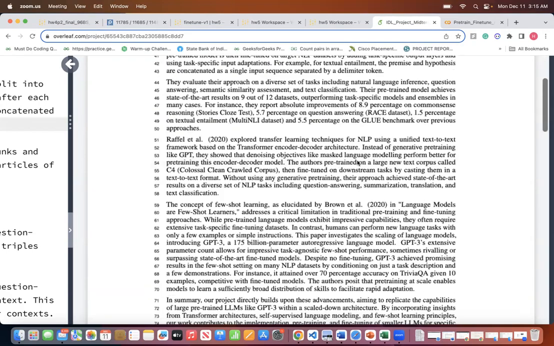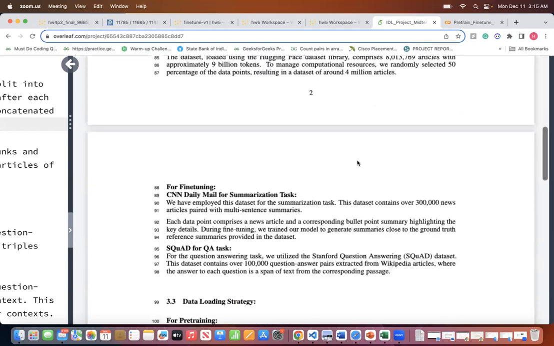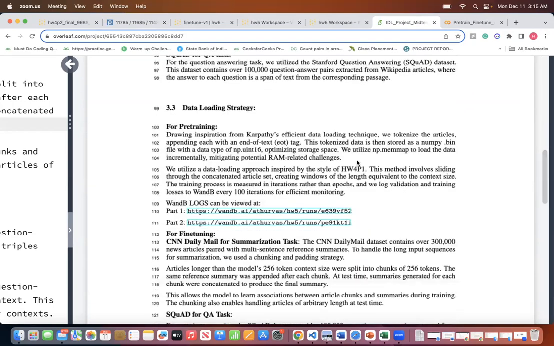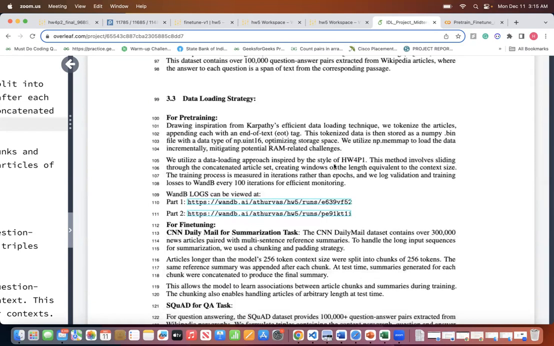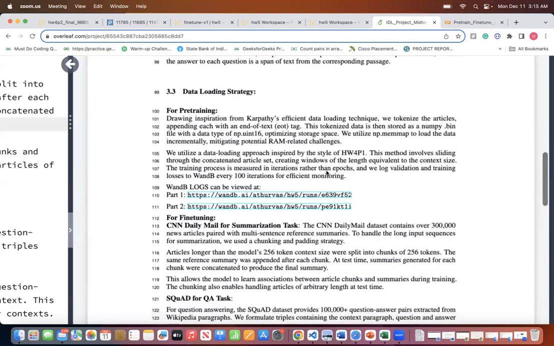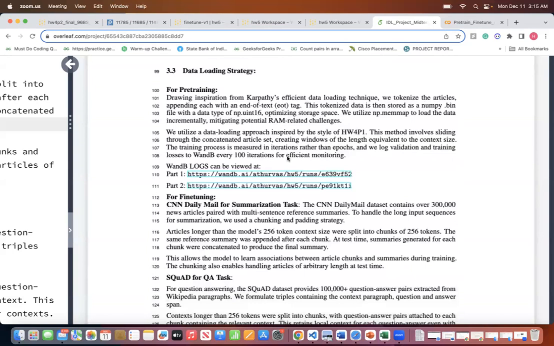So, to talk about the data loading strategy for this homework. For pre-training, our data loading strategy was inspired by Karpathy's GitHub repo, where we tokenized the articles with an end of text tag. We also used the approach from part one of the homework, sliding through the concatenated article set and creating windows of length equivalent to the context size.